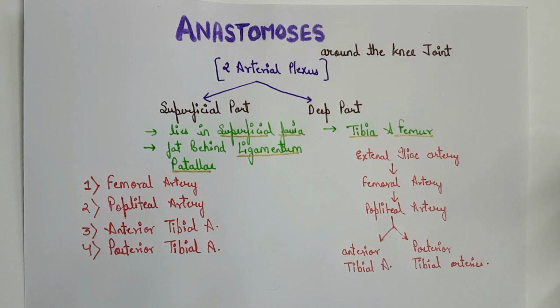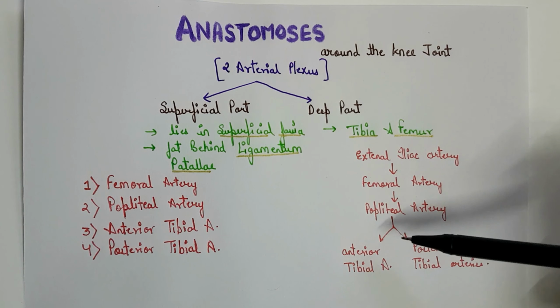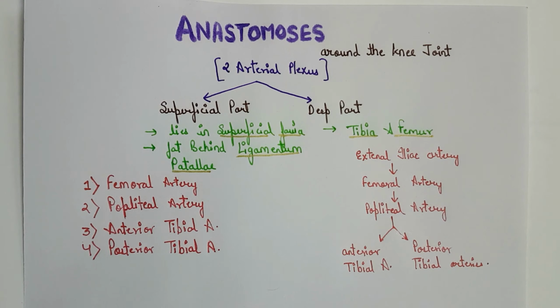Here you can easily see that the external iliac artery gives rise to the femoral artery. The femoral artery further gives rise to the popliteal artery, and the anterior and the posterior tibial arteries are the terminal branches of the popliteal artery respectively. The femoral artery continues to become the popliteal artery as soon as it crosses a small opening in the muscle adductor magnus, and that opening is known as the hiatus magnus. The popliteal artery terminates into the anterior and posterior tibial arteries just below the popliteal fossa.